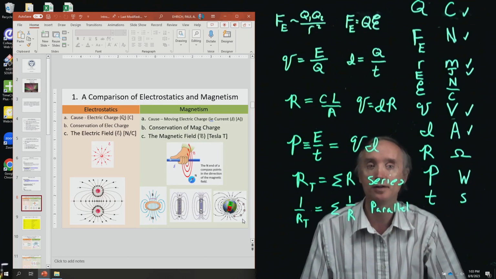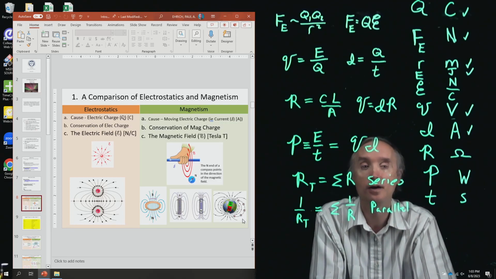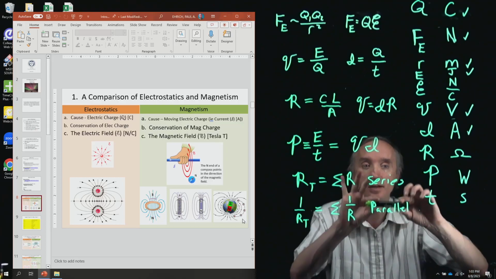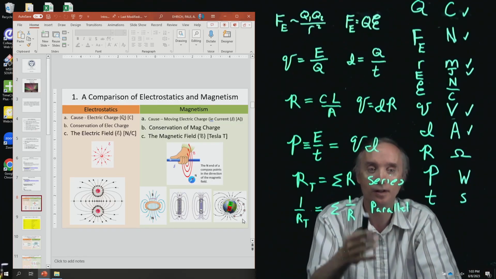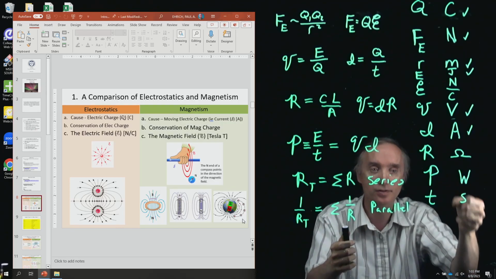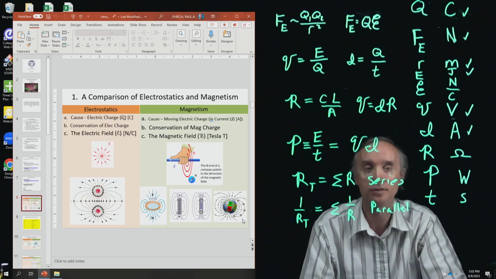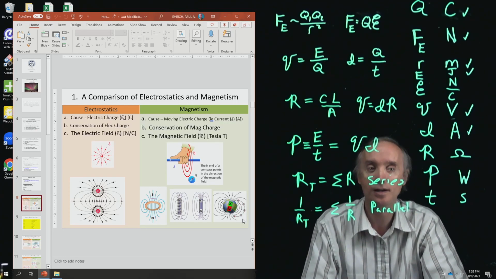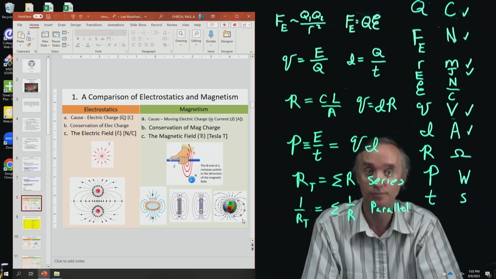Okay, what about conservation of magnetic charge? That means that you cannot take a magnet and break it in half and isolate the North Pole and the South Pole, because what you get is two new magnets when you do that. So it's impossible to isolate magnetic monopoles. So that's what conservation of magnetic charge means.